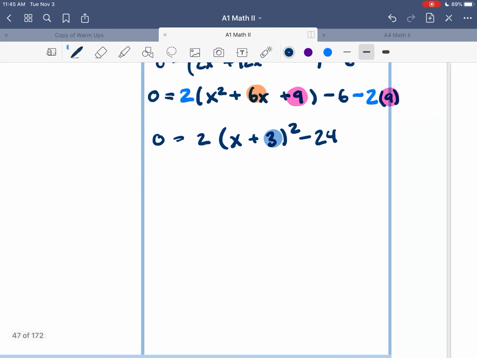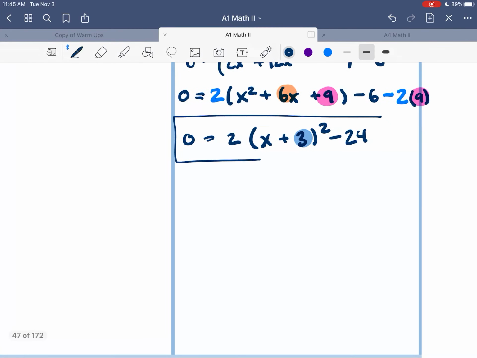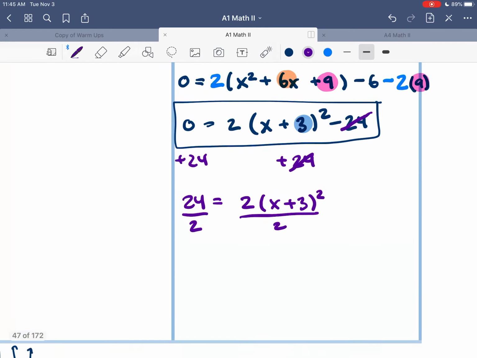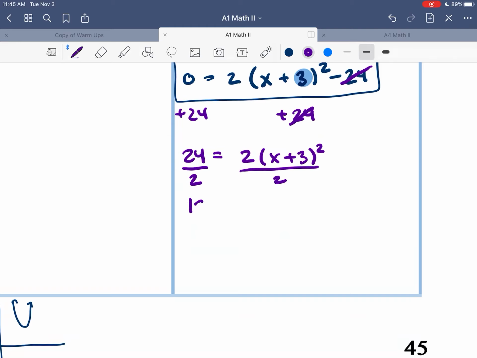We still have to solve it though. So I'm going to just box this so we know it's vertex form. But to solve this, I'm going to start by adding 24, because this we can get rid of. So I have 24 on that side, equals 2 times x plus 3 squared. Now before we square root both sides, we have to divide by 2, because that 2 is outside the parentheses. So that leaves us with 12 equals x plus 3 squared. And then we can square root.